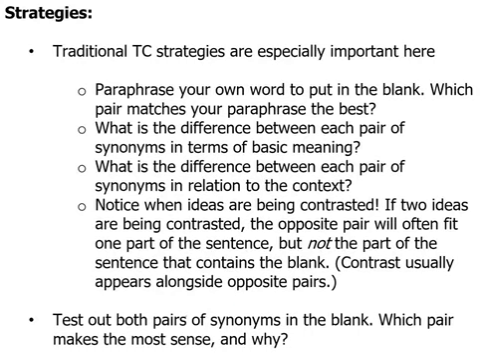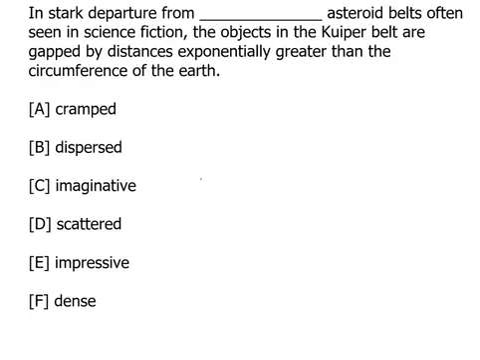Okay, so ultimately just test out both pairs of synonyms. Which pair makes the most sense and why, using the strategies I mentioned above. To see these strategies in action, let's look at an example sentence. I will tell you straight up that there is one pair of synonyms here that is the opposite of what you want, and a second pair of synonyms in the answer choices that's exactly what you want. So, can you identify the correct pair of synonyms and eliminate the incorrect one? Pause the video and we'll come back and see how you did.